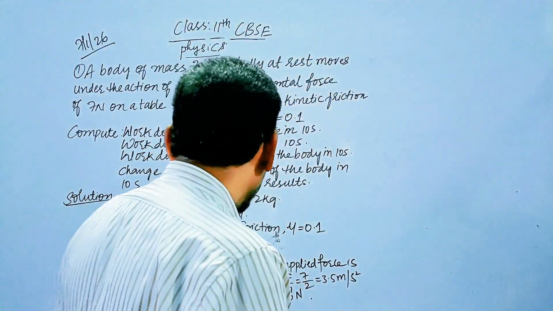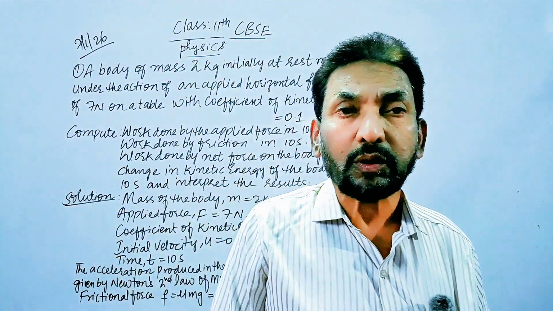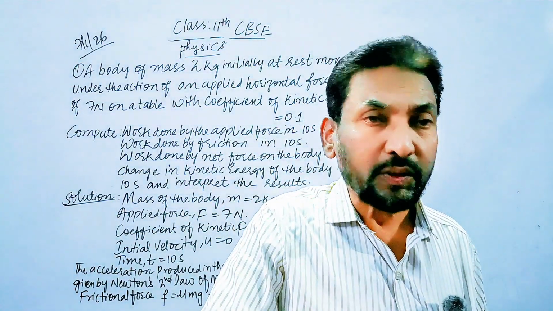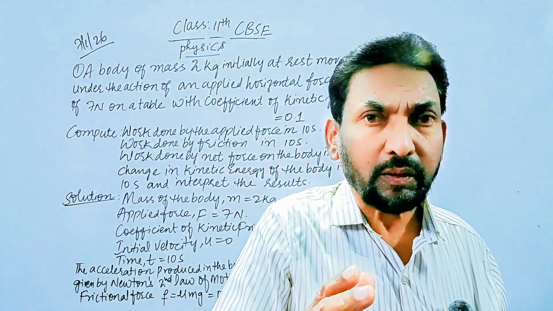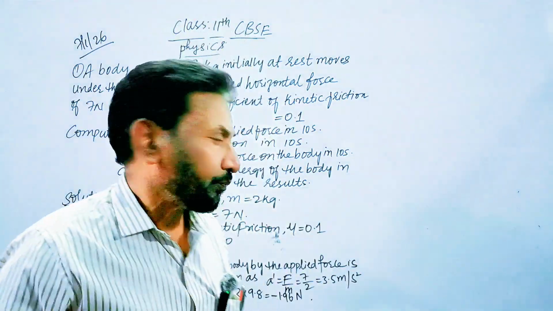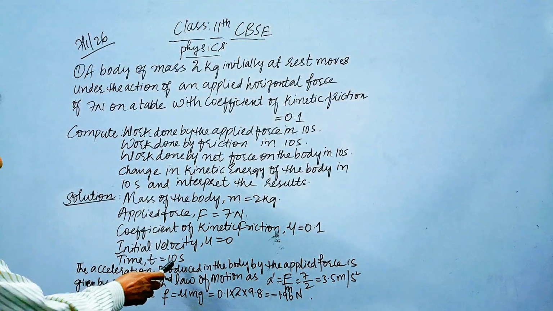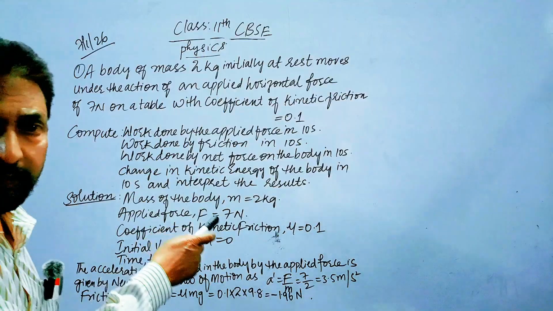Then initial velocity u is equal to 0. We are writing because initially the body is at rest. Body चूंकि रेस्ट में है तो इसमें जो इनिशियल वेलोसिटी हम 0 लेंगे. ठीक है. टाइम t is equal to 10 seconds. This one is also given.